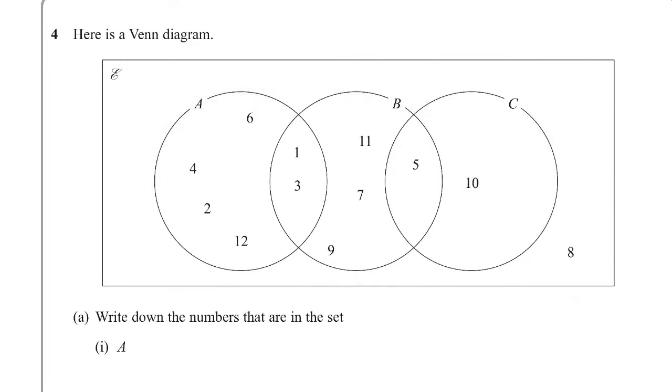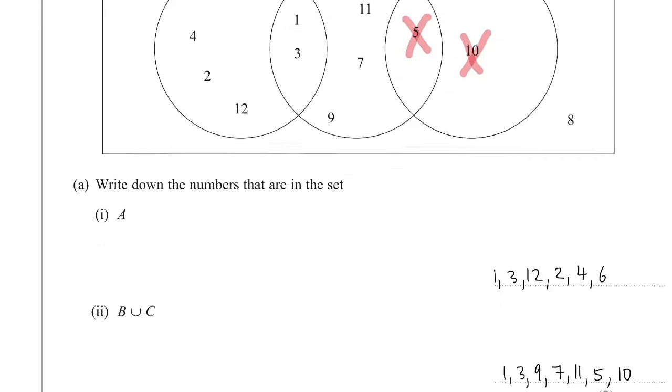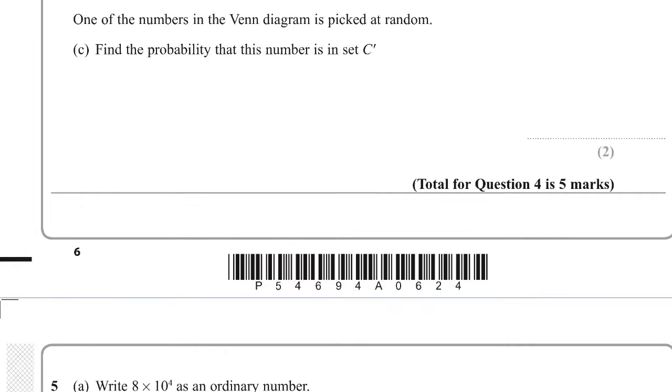And in C, it's only the 10 and the 5. So it means we are left with 10 out of 12 being the chance of picking a number that's actually not in C, which simplifies to 5/6.